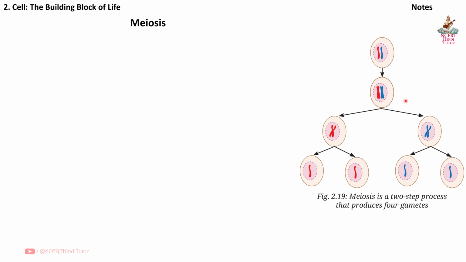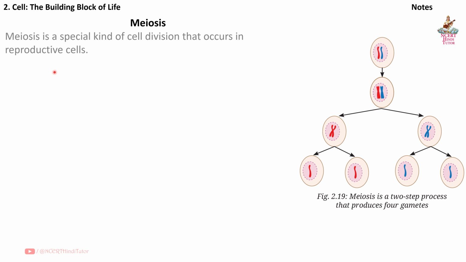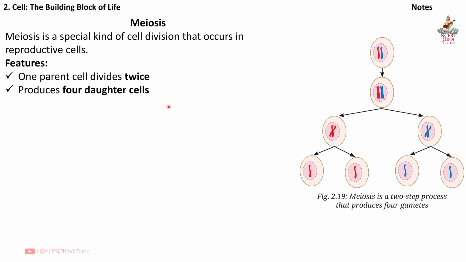Next, meiosis. This is the diagram. Meiosis is a two-step process that produces four gametes. Meiosis is a special kind of cell division that occurs in reproductive cells. Features: one parent cell divides twice. So this is the parent cell. Here it divides first into two, then it divides again into four. Produces four daughter cells. These are the four daughter cells.